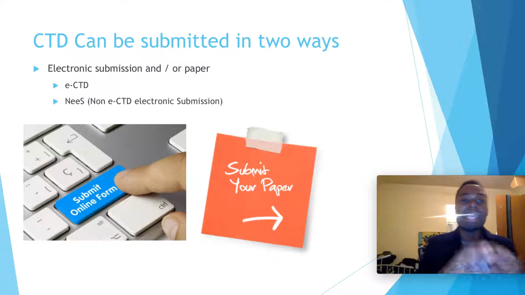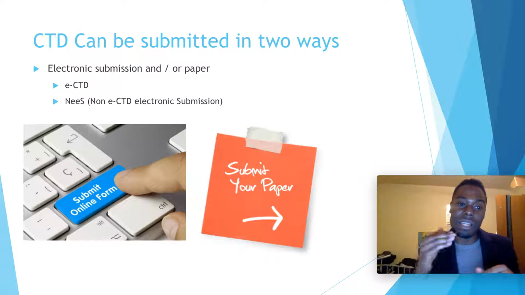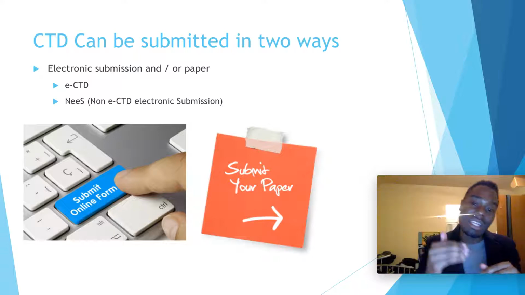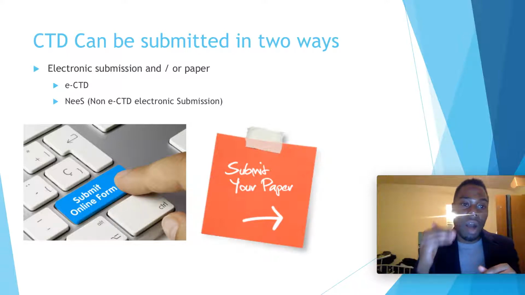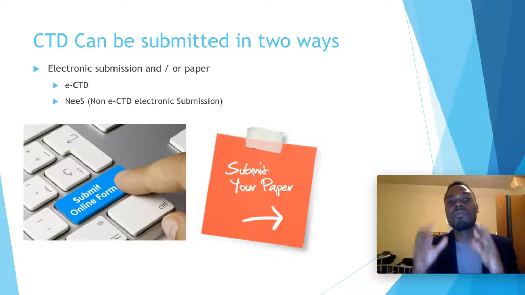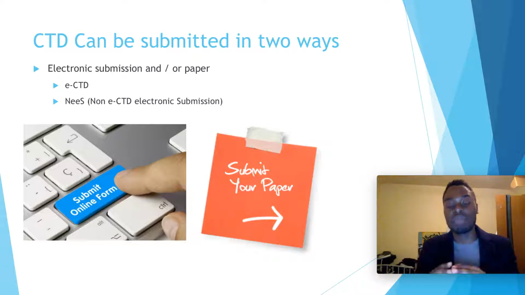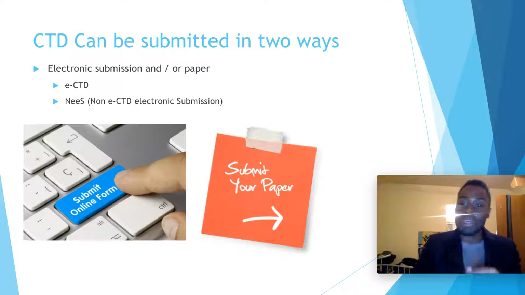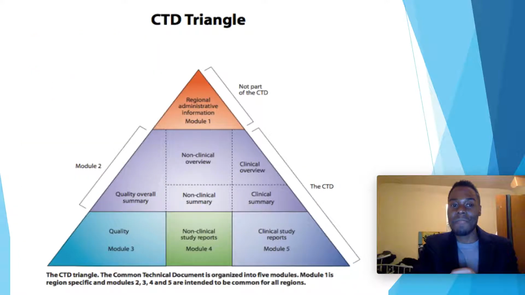So eCTD, which stands for electronic Common Technical Document, or NeeS, which stands for non-eCTD electronic submission. These are the two ways that you can actually submit this specific document.